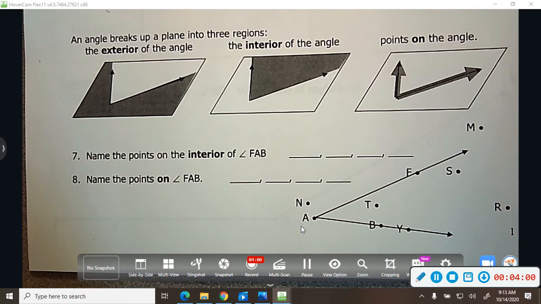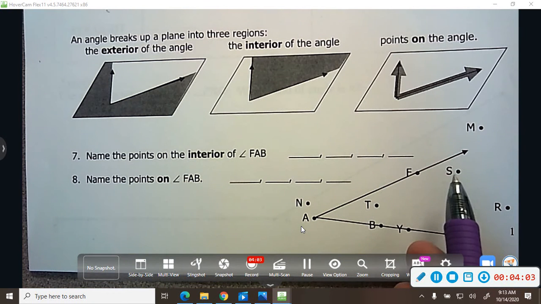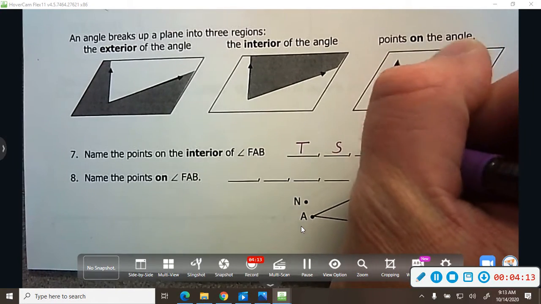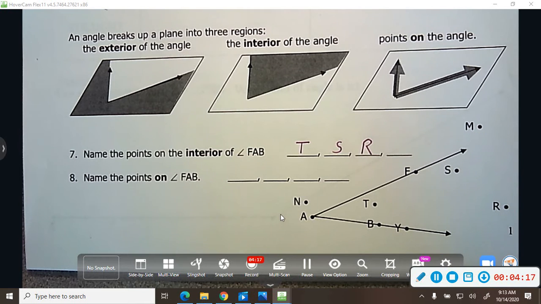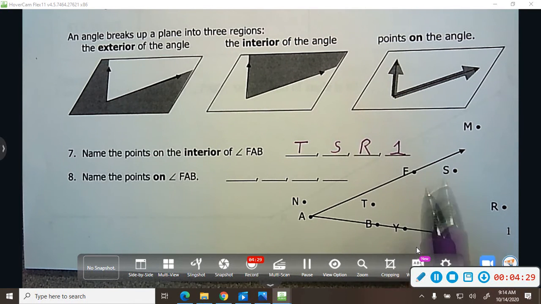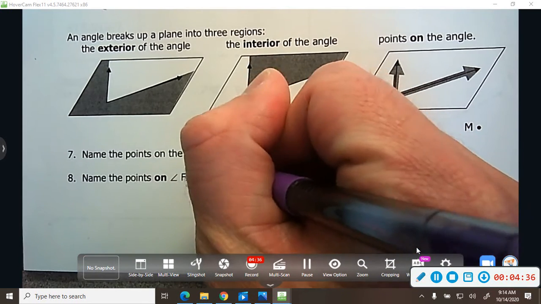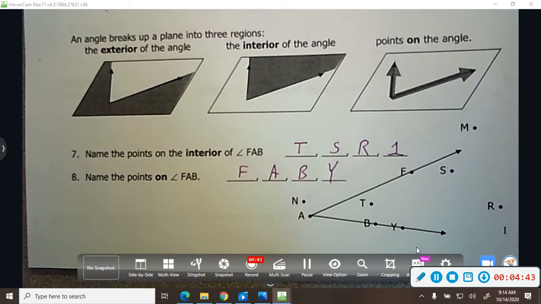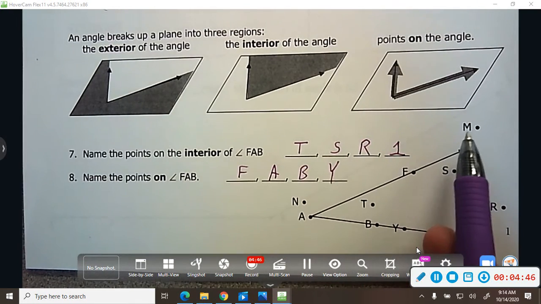So points on the interior of FAB would be T, S, and R. And then name the points on the angle would be F, A, B, and Y. And if they ask for exterior points, I would say N is on the outside, M is on the outside.